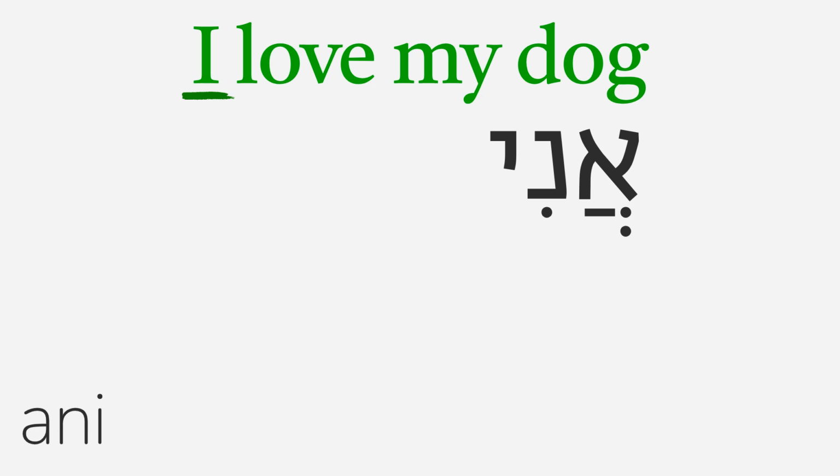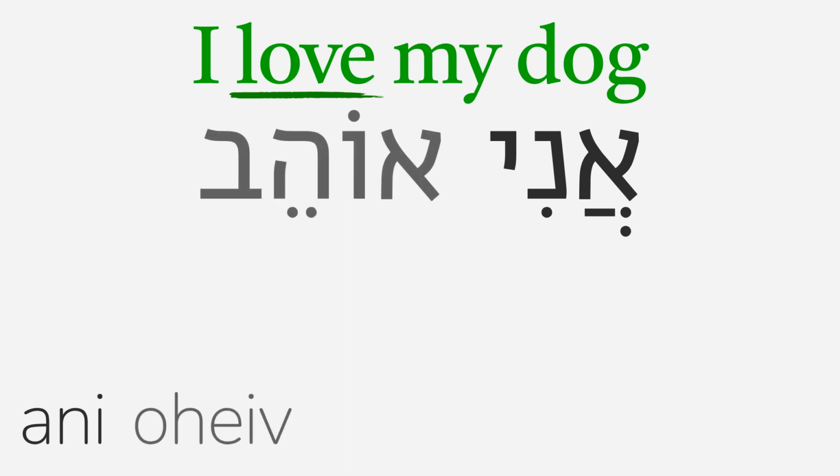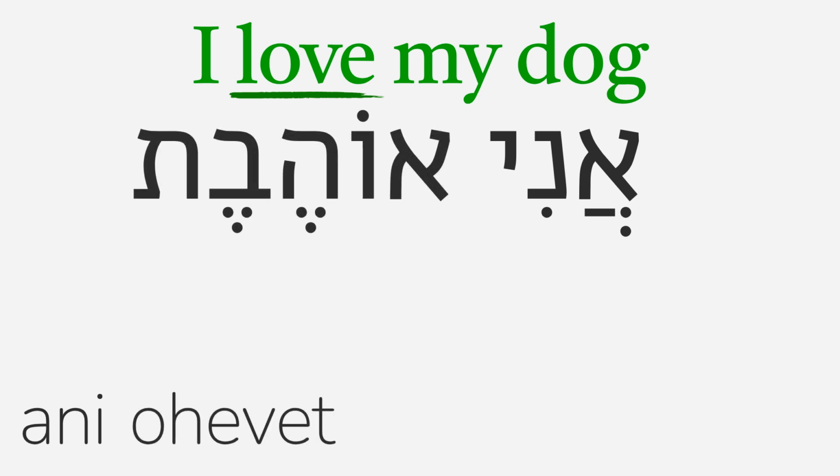Let's say I love my dog. I is ani, and love will be either the masculine or feminine singular form of the present tense of the verb from the root aleph, hey, vav. That will be either ohev, masculine singular form, or ohevet, love in feminine singular form.